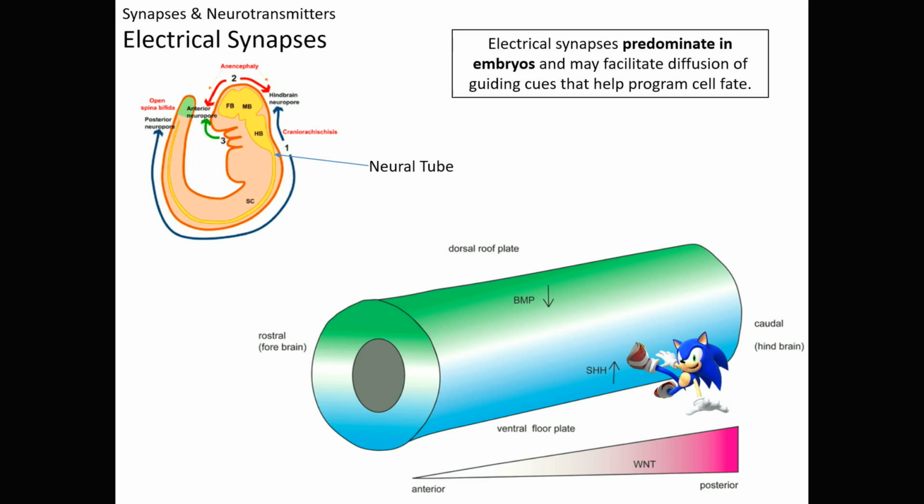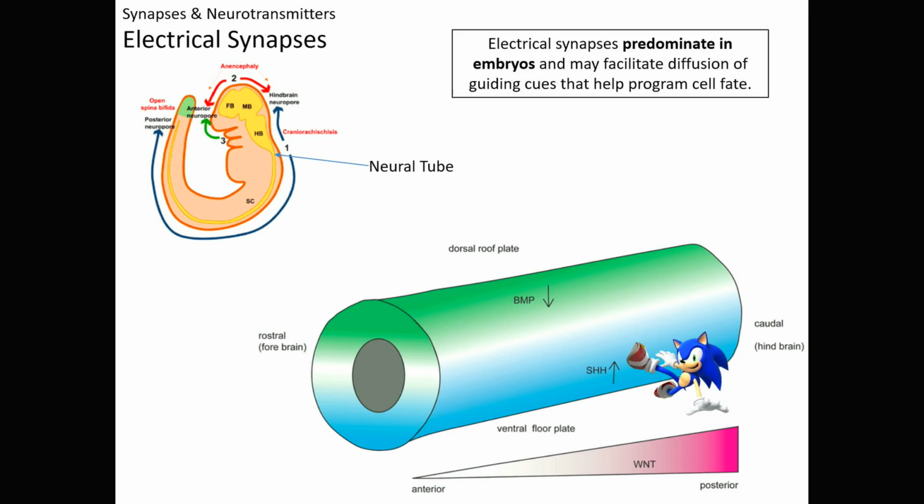And then the third player here, the third guiding cue, is WNT, which stands for the wingless integrator. And it got its name in kind of a weird way. It's because two different lab groups had separately discovered the same protein and given it different names. And once people realized, oh, this is actually the same protein, they just combined the names together. So the wingless integrator is what WNT stands for.